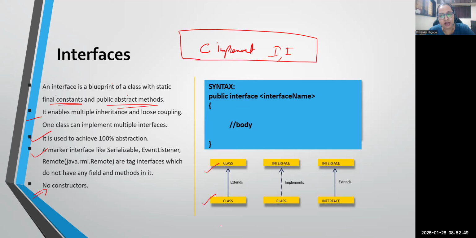One class can extend another class. An interface method is implemented by another class. And one interface can extend another interface. Remember the rule. This is a very famous interview question. I hope you understood what an interface is.